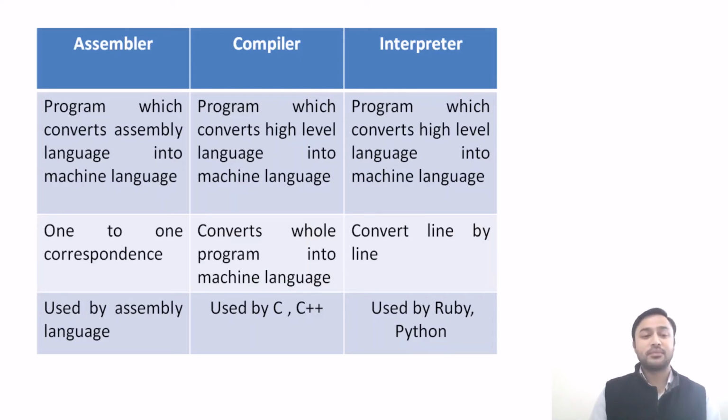Now, in case of assembler, there is a one-to-one correspondence. Like I have discussed already that in case of assembly, we use mnemonics like add, subtract. So there is a one-to-one correspondence, that is add means for addition of the two numbers. In case of compiler, it will convert the whole program into machine language.